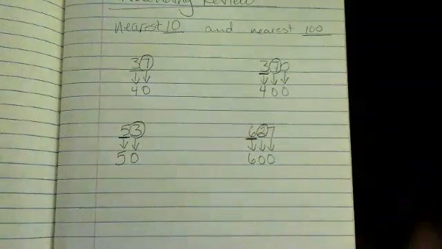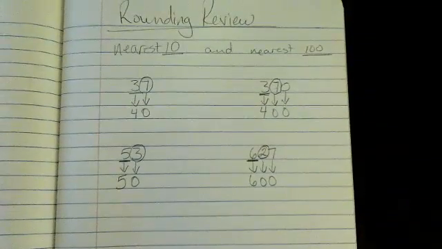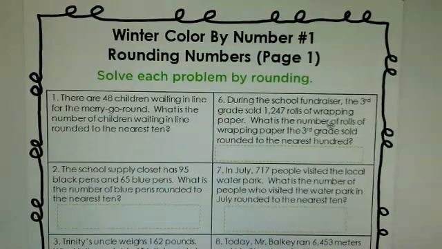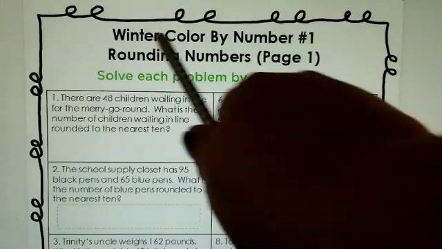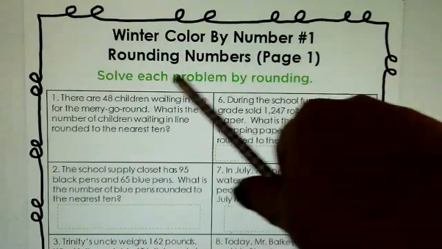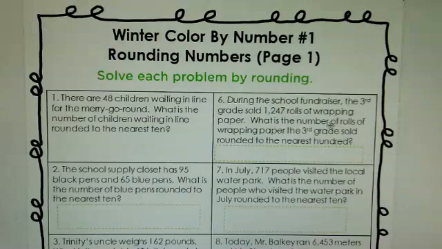All right, now that we've reviewed our rounding, it's your turn to practice. I'm going to switch my camera to show you what you'll be working on today. When you log into ClassKick today, you're going to see a page that looks like this. It says winter color by number 1, rounding numbers, page 1, solve each problem by rounding. We're going to go ahead and do number 1 together, and then I'll walk you through what to do with your answer. So let's look at number 1.